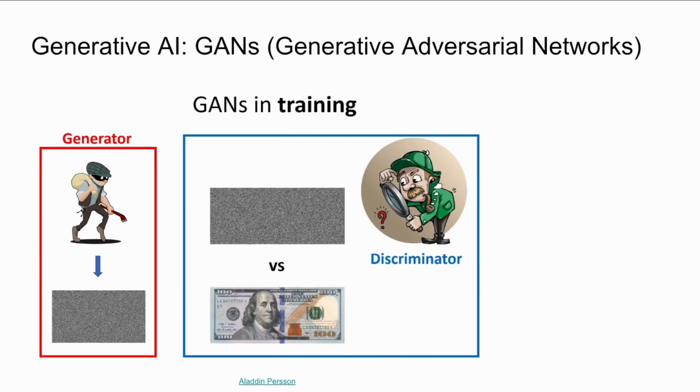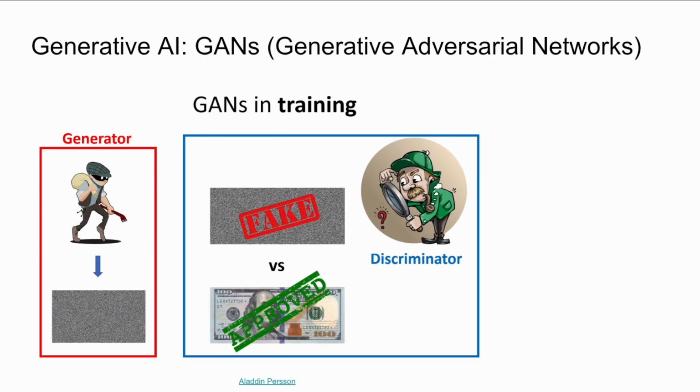And so the detective is going to look at these two comparisons of a real $100 bill, and then it's going to look at the random noise. In this case, it's going to say that the one coming from the generator is fake. And so the generator was not able to fool the discriminator, or the detective, in this case.